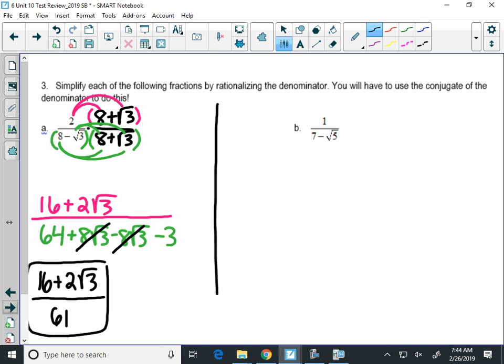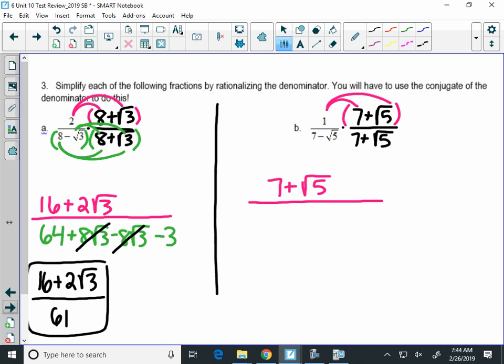All right, in B, similar problem. I multiply by the conjugate as a fancy 1. So I have 7 plus radical 5 over 7 plus radical 5. I multiply the numerators together, so I multiply the 1 by both terms in the other numerator, which ends up just being 7 plus radical 5.